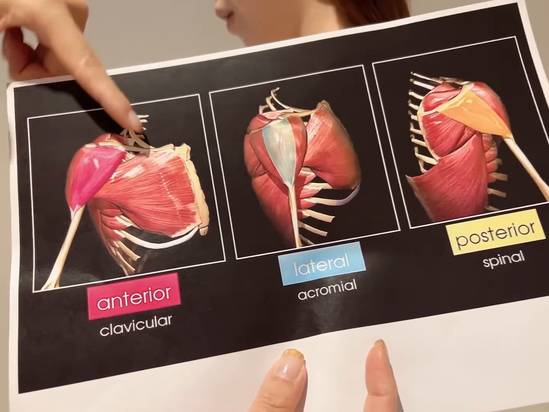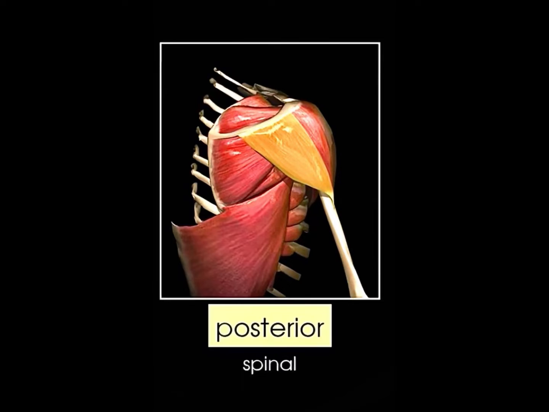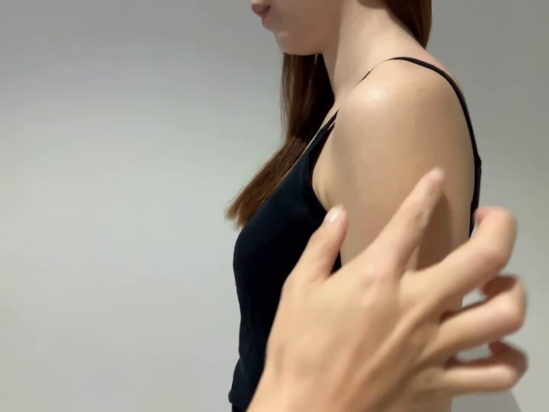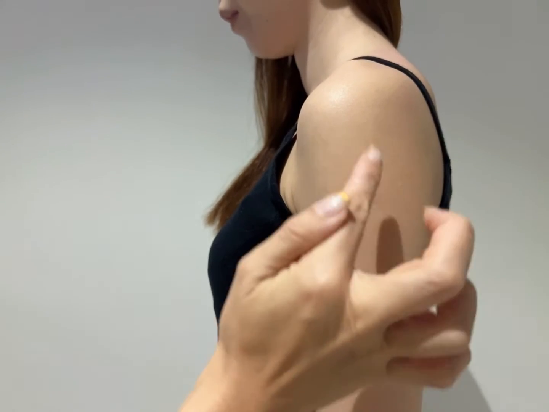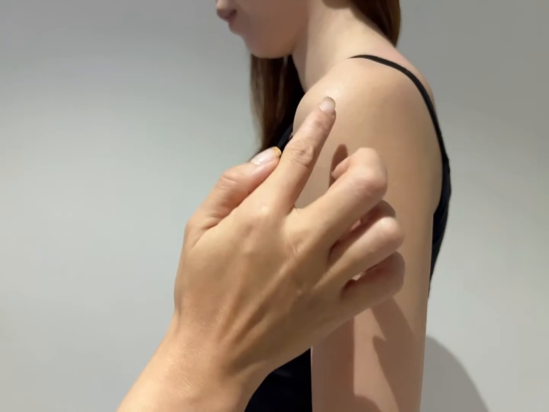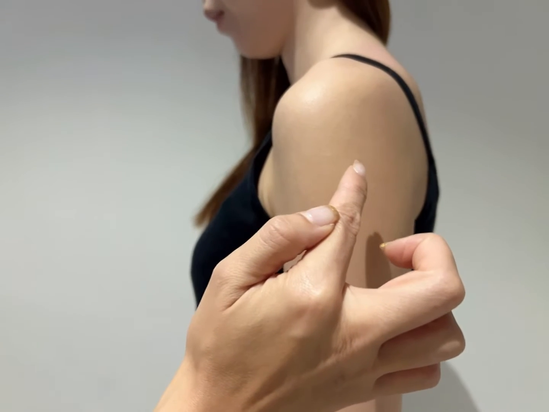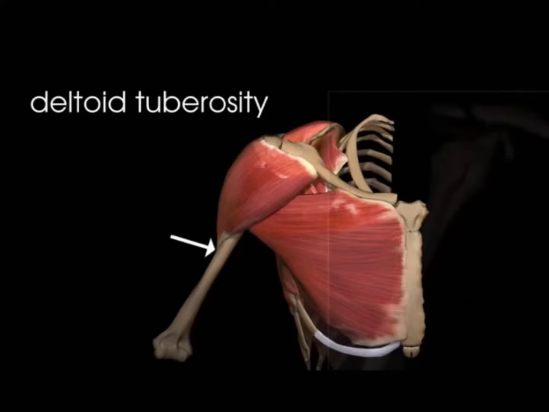The first one is the anterior fiber. The middle fiber is at the lateral aspect of the acromion. The last one at the back is the posterior fiber at the inferior edge of the scapular spine. These different fibers of the deltoid are often referred to in strength training and bodybuilding circles. The fibers of the deltoid muscle converge to form a short tendon which inserts onto the deltoid tubercle or deltoid tuberosity on the lateral aspect of the humerus.